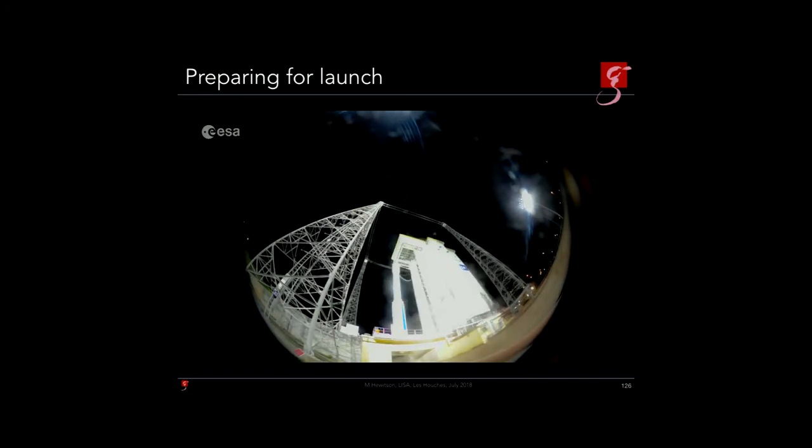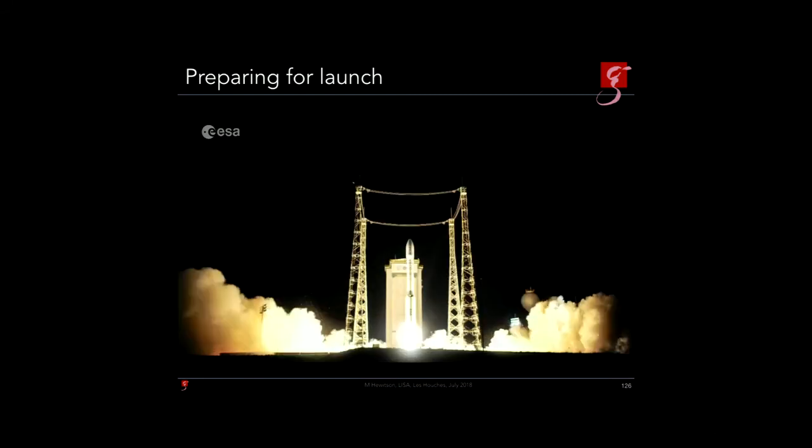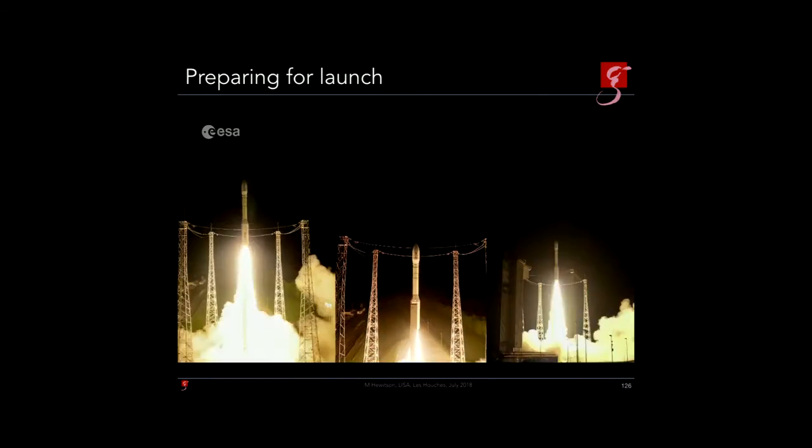That was something, I can't remember, it was in the middle of the night here in Europe, so we had to get up in the night to watch the launch. But that was fun. And then it was gone. That was it. It was really quick.